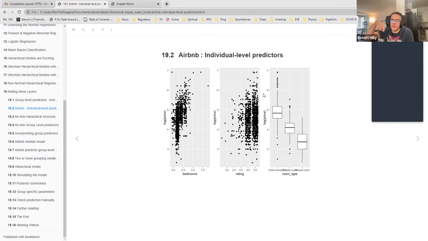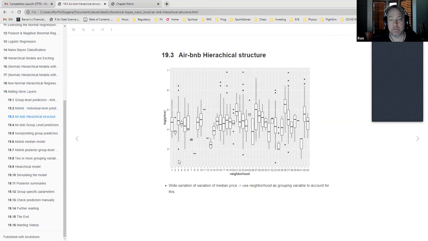An unpooled model is where you're looking at each individual group and assuming there's no similarity between any of them. This is just trying to show general trends, that these are individual level predictors. But there is a hierarchy here, and we can see all the different 43 neighborhoods in the data. This is the box plot of the log price for each one of those neighborhoods.